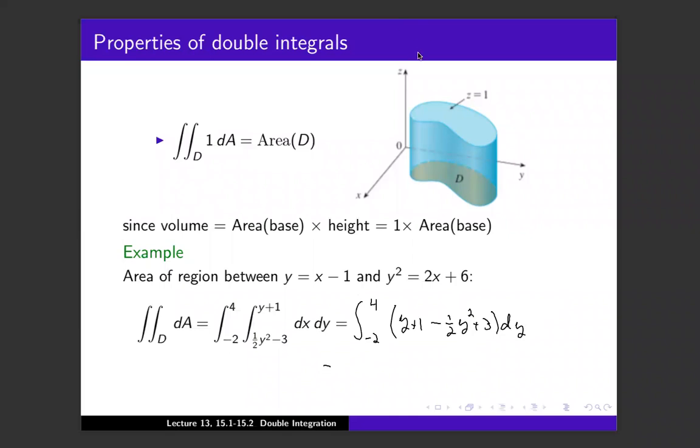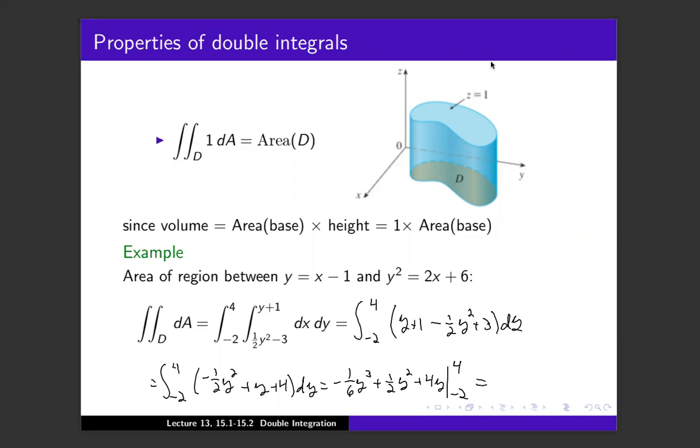Or in other words, integral from -2 to 4 of -1/2 y squared plus y plus 4 dy, or in other words, -1/6 y cubed plus 1/2 y squared plus 4y, evaluated from -2 to 4. And if you do all of that calculation out, the answer is just going to become 18. So that's the actual area of that crescent shape. Sort of crescent, not really, but anyways, you get what I mean.